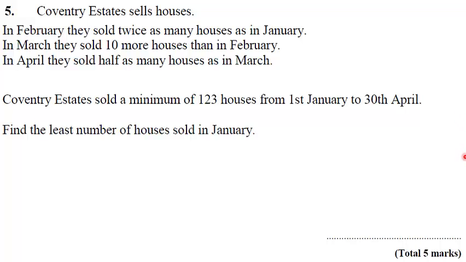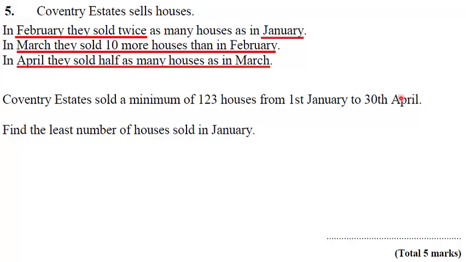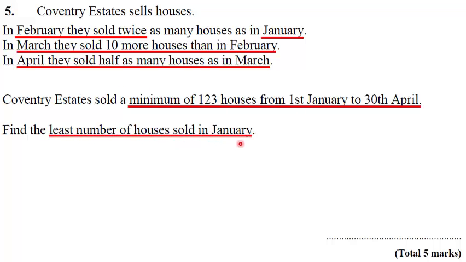This question starts off by saying Coventry Estate sells houses. In February, they sold twice as many houses as in January. In March, they sold 10 more houses than in February. In April, they sold half as many houses as in March. Coventry Estate sold a minimum of 123 houses from the 1st of January to the 30th of April. Find the least number of houses sold in January.